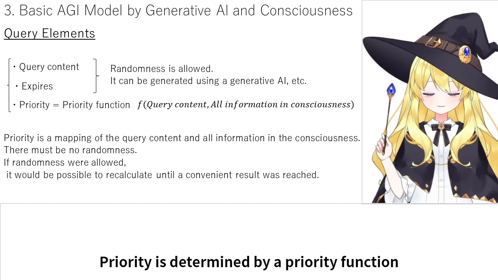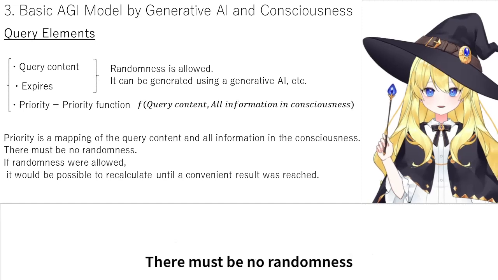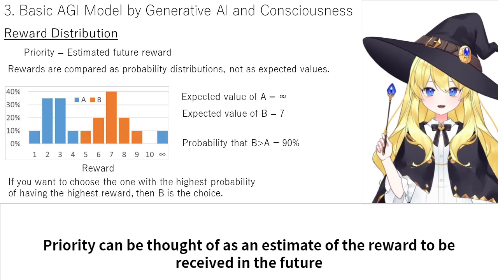Priority is determined by a priority function. Priority is a mapping of the query content and all information in the consciousness. There must be no randomness. If randomness were allowed, it would be possible to recalculate until a convenient result was reached. Priority can be thought of as an estimate of the reward to be received in the future.